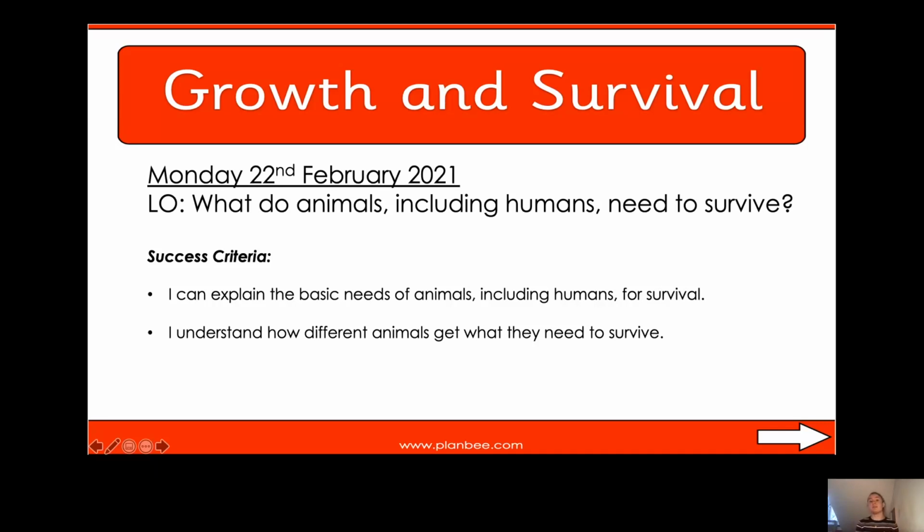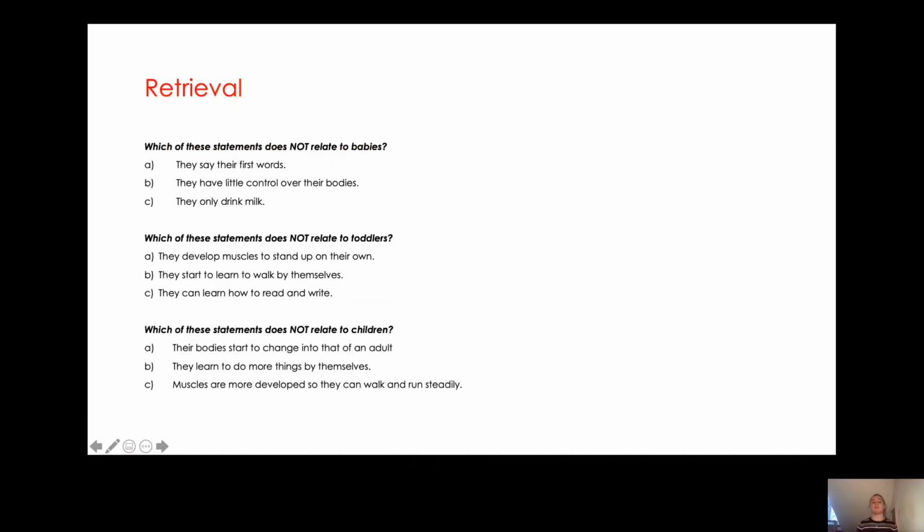In our lesson before half term, if you remember, we looked at the different stages of development and what humans are like at these different stages. So here you have 3 questions for your retrieval activity. In each question, you need to circle the correct answer.